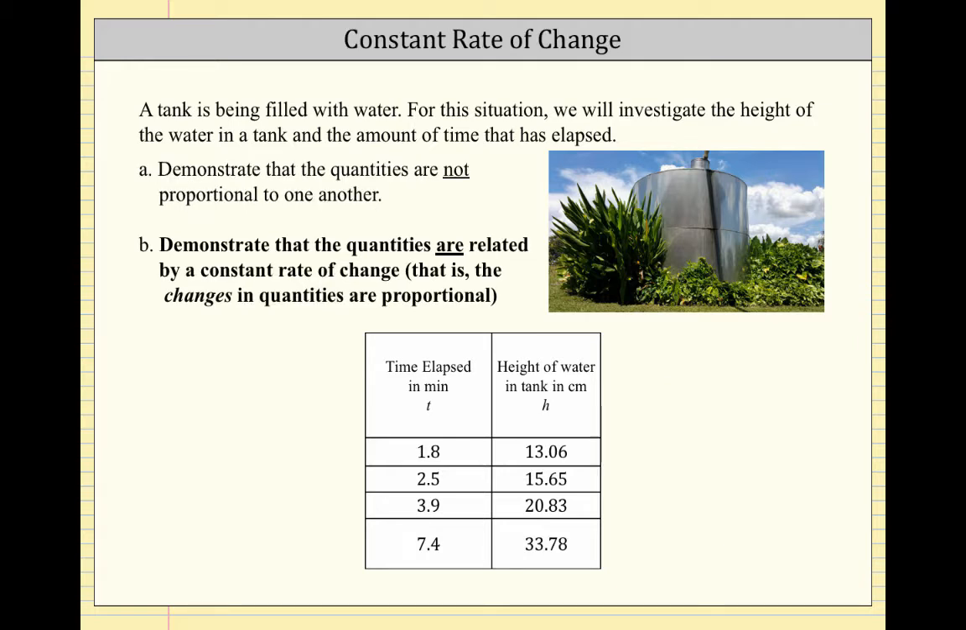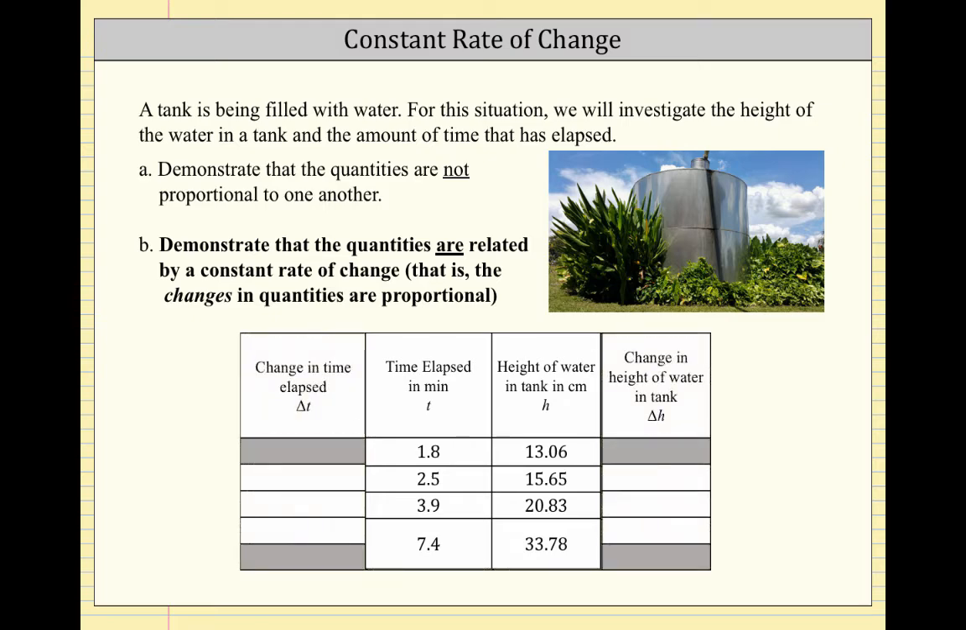Now let's look at another one, which is we want to demonstrate that the quantities are related by a constant rate of change. That is, that the changes in quantities are proportional. To do this, we're going to need to make a table, and we need to record those changes between the input values and also the output values. So what we want to do is to figure out the change to go from 1.8 minutes to 2.5 minutes. And that is 0.7 minutes. Then we do the same, 2.5 minutes to 3.9 minutes. That's a change of 1.4 minutes. 3.9 minutes to 7.4 minutes. That is a change of 3.5 minutes.